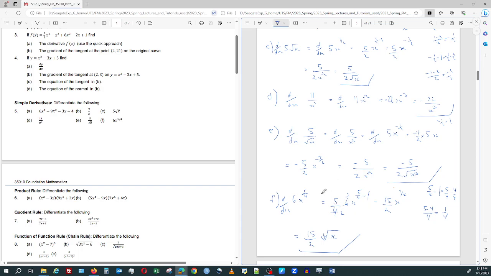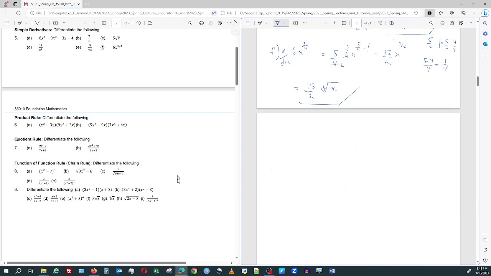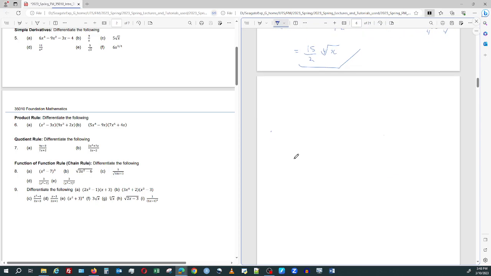Alright, so how do we go? Okay, so we've got some product rule to do. Product rule, well, let's have a go at that, 6. So a is x squared. Now you could expand these and make a big polynomial, and you're welcome to do that as a check if you want to.